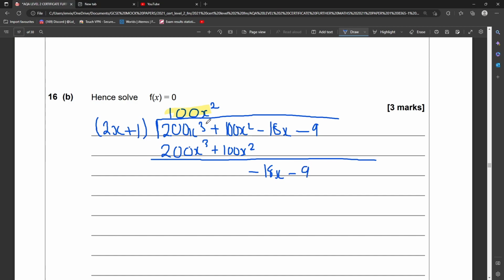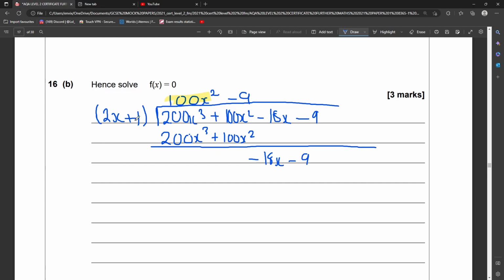And then just like we did with this number over here, we divide negative 18x by 2x, and if we do that, we get negative 9, because negative 18 over 2 is negative 9, and negative 18x divided by x cancels out the x, so we're just left with negative 9. And we multiply 2x by negative 9, and that gives us negative 18x. And we do the same thing with the positive 1 and the negative 9. And if we multiply that together, we get negative 9.